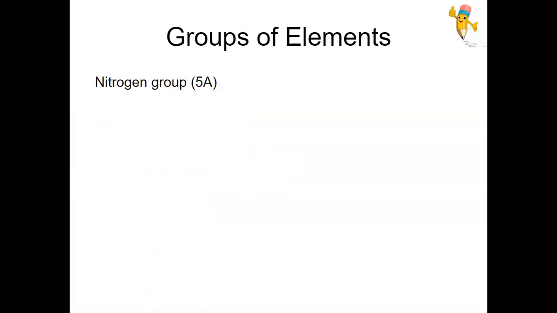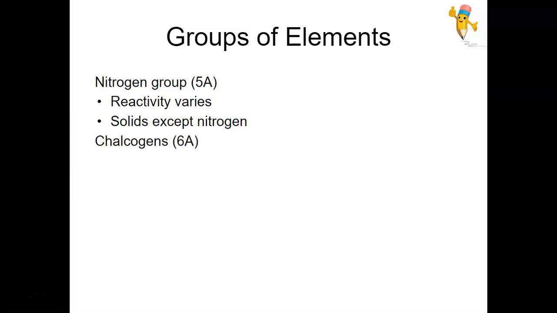Your nitrogen group. Again, that reactivity varies because we have a couple of those metalloids in there. They're all solid except for nitrogen. Again, if you look at the periodic table on my wall, you see that nitrogen's red. Red means it's a gas, and then everything else is black, which means they're solids.